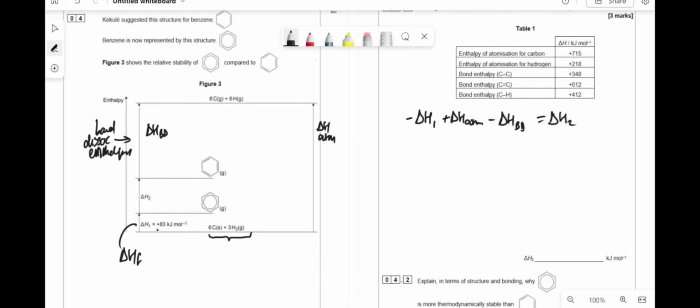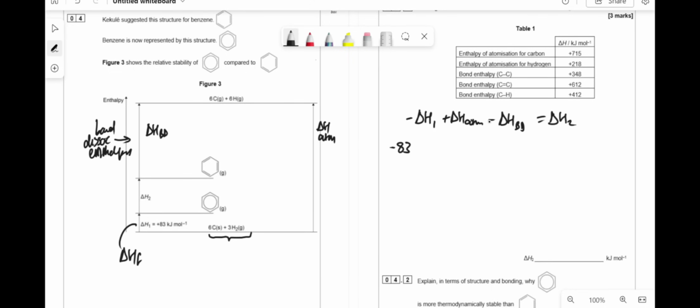They've told us that delta H1 is plus 83, but we're going the opposite way, so minus 83. Now we need to work out the enthalpy of atomization for all of these. It's going to be 6 lots of the one for carbon and 6 lots of the one for hydrogen, because the definition of enthalpy of atomization is making 1 mole of gaseous atoms from an element in its standard state. So it's not 3, it's going to be 6, because you're making 6 moles of it.